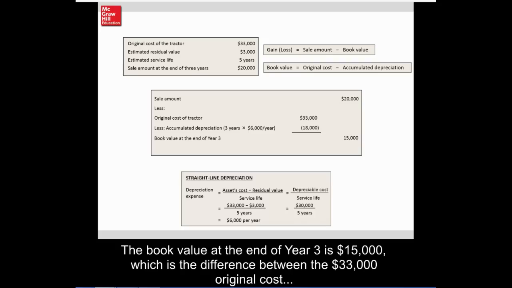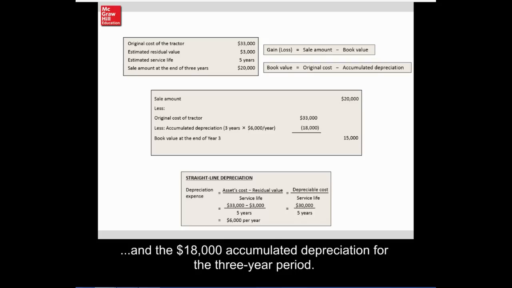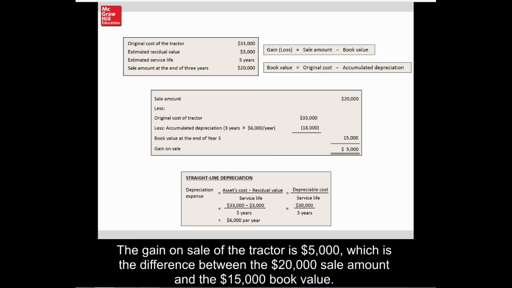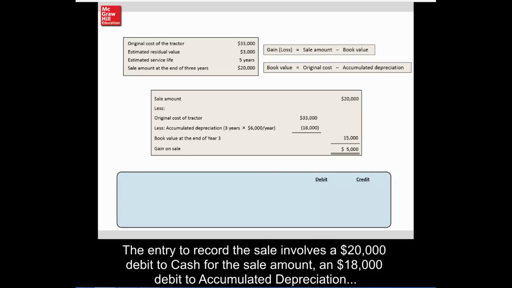The book value at the end of year 3 is $15,000, which is the difference between the $33,000 original cost and the $18,000 accumulated depreciation for the 3-year period. The gain on sale of the tractor is $5,000, which is the difference between the $20,000 sale amount and the $15,000 book value.